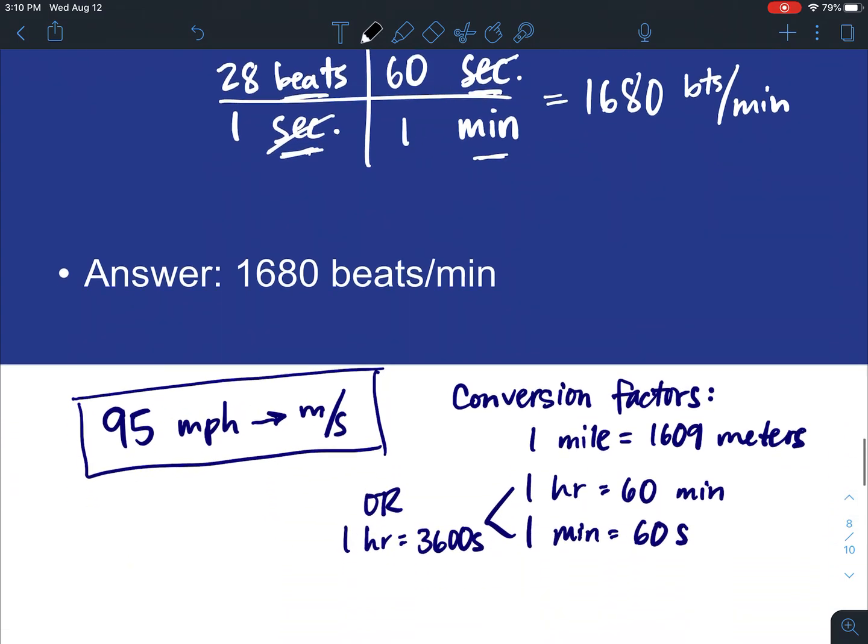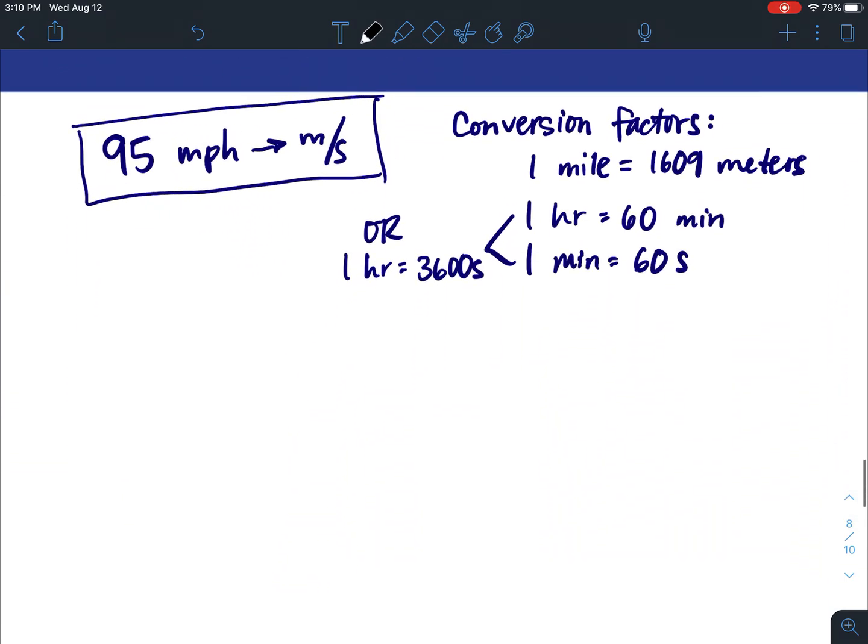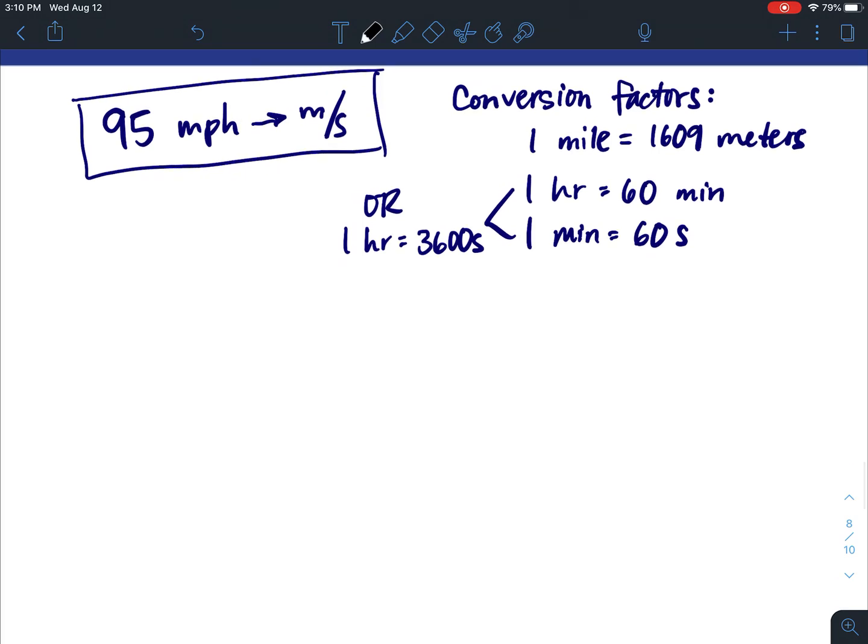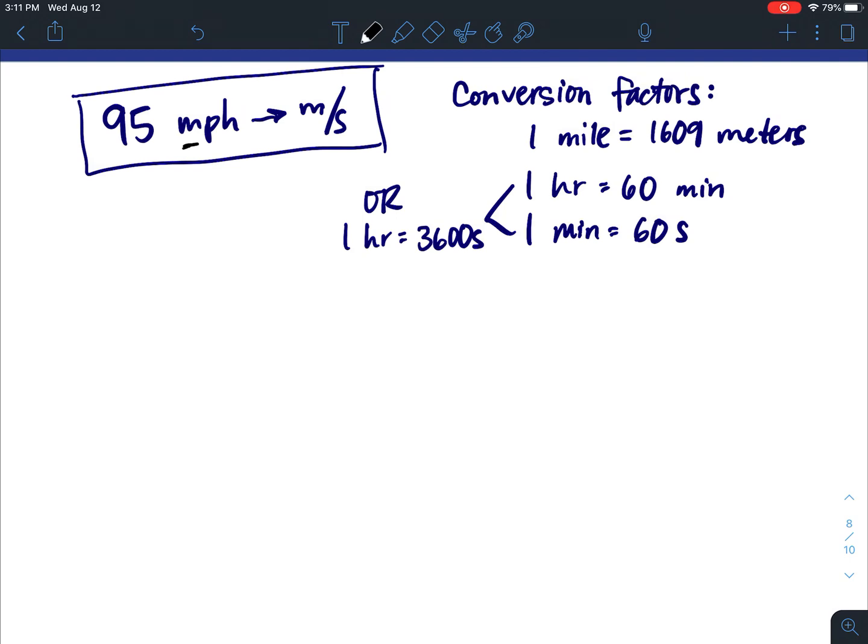So we are now ready for the last one. I went ahead and wrote it because my PowerPoint didn't transfer, but this should be the same as what's on your page. So 95 miles per hour into meters per second. This one is a little tougher because we're changing miles here to meters and hours to seconds. We've got a two-part conversion here. The conversion factors are given to you on the page. They're also on that conversion sheet, so you don't have to memorize this.